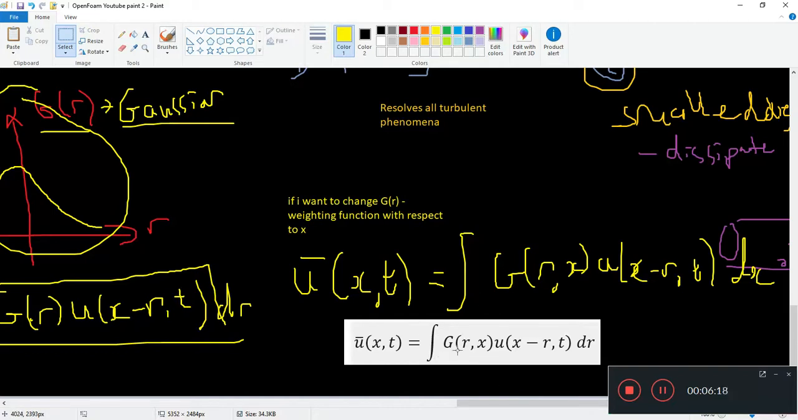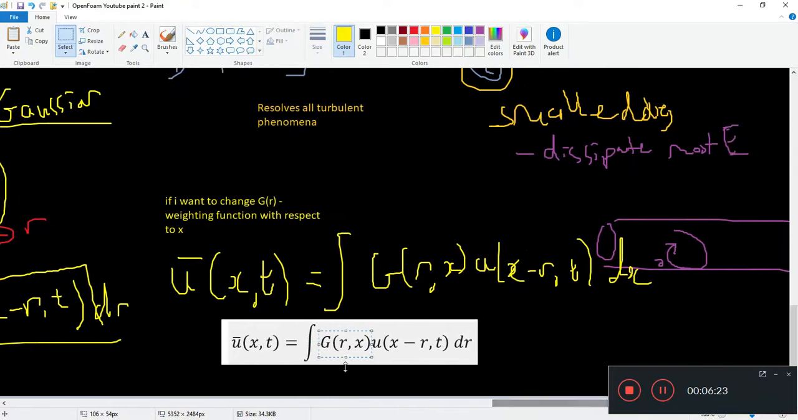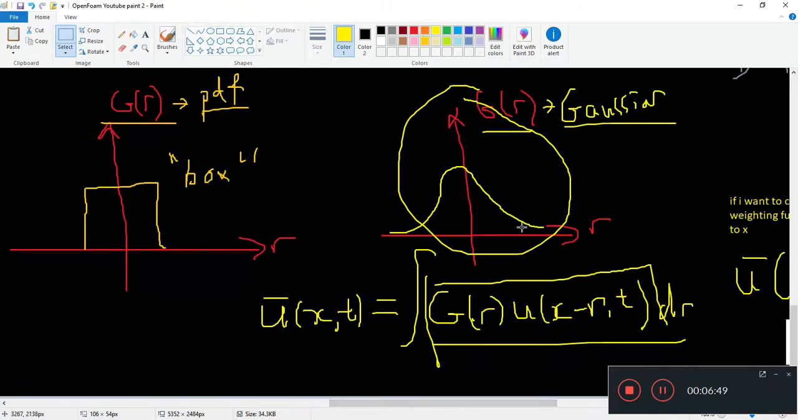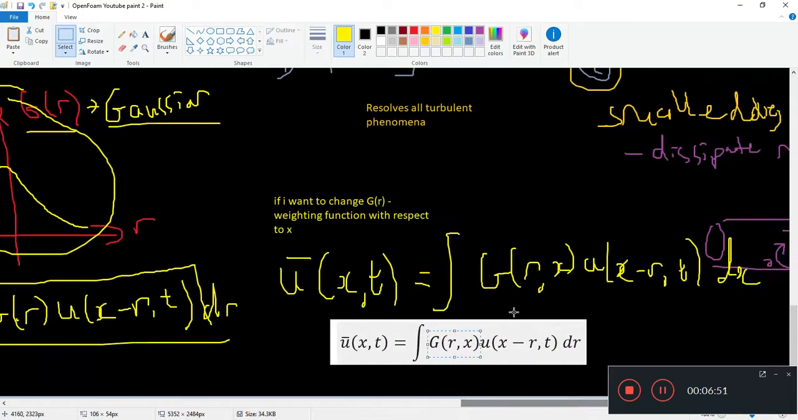Now, of course, the clever bit of LES is choosing what this G is, because there are many models, just like there are many Reynolds-averaged Navier-Stokes models, many ways of modeling, many ways of averaging. Likewise for LES, there are different weighting factors you can use for G of R. You can use a simple box method, you can use Gaussian, you can use any sort of function you want. It's just a matter of which actually works best.